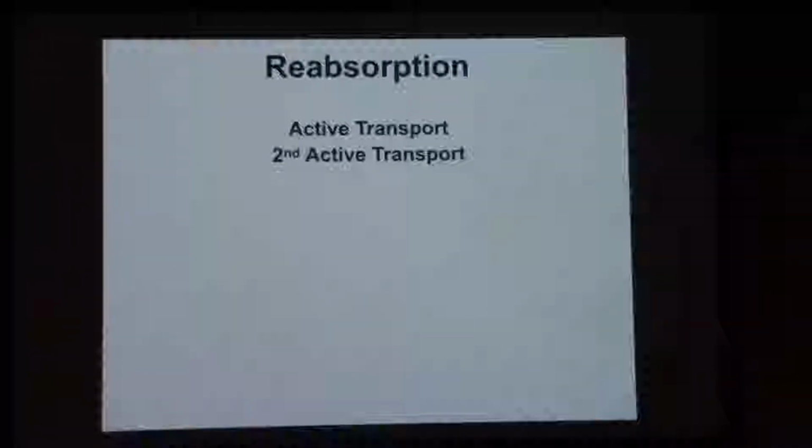Everybody remember the difference? With the first one, the molecule is being transferred directly, and with secondary active transport, the molecule binds to something and that thing transfers the molecule. Everybody agree with that? Yes.